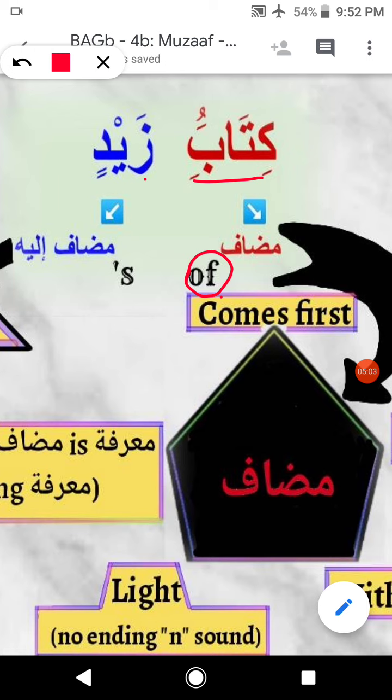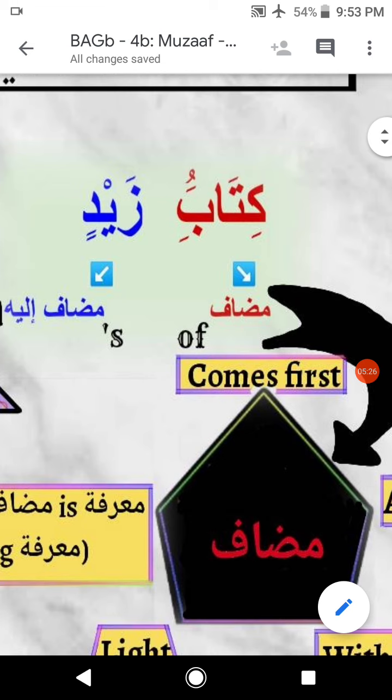So kitabu of Zaidin, or if you're not comfortable with "of", you can attach this apostrophe s with the muzaf ilayh. So Zaid's kitab. It's either going to be this way or it's going to be this way. Let me show it to you again. It's either going to be... okay, where's my pen?